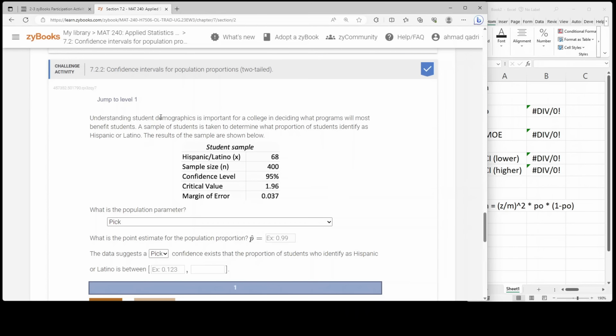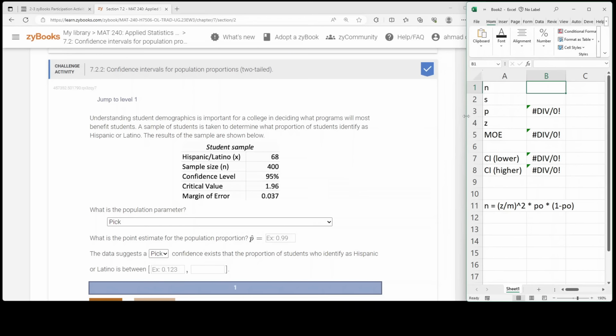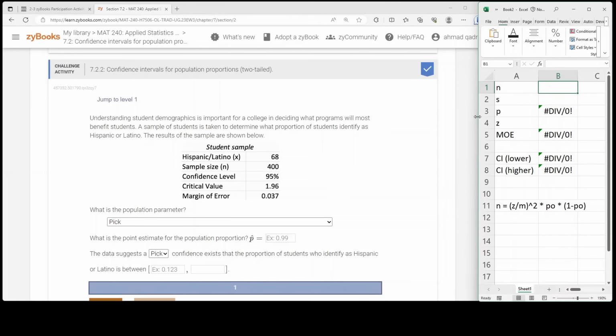The question is, understanding student demographics is important for a college in deciding what programs will most benefit students. So a sample of students is taken to determine the proportion of students that identify as Hispanic or Latino, and here are the results. The question is, what is the population parameter, point estimate, and we need to get the confidence interval here. So I can use the template again to answer this question.